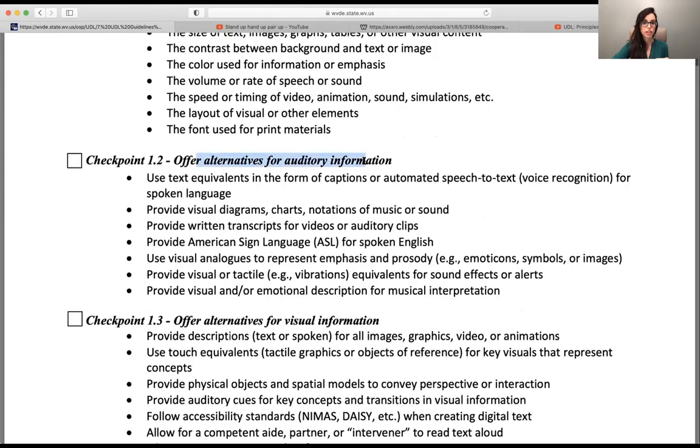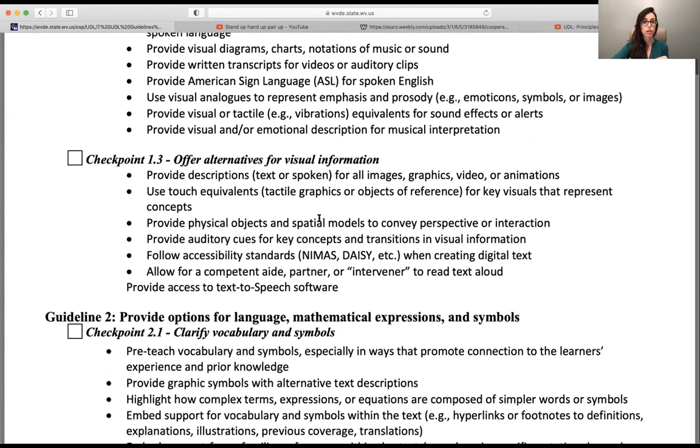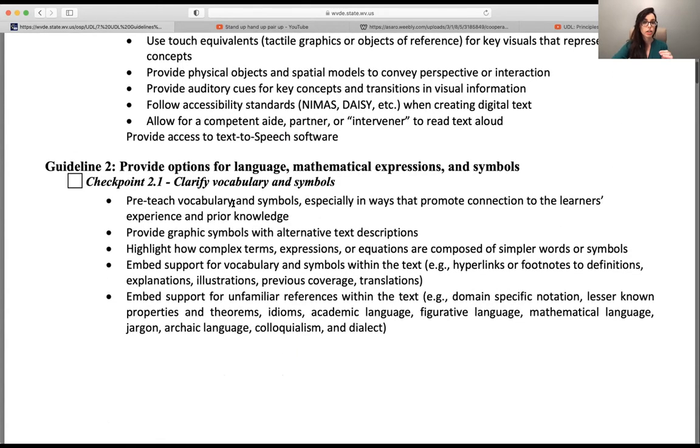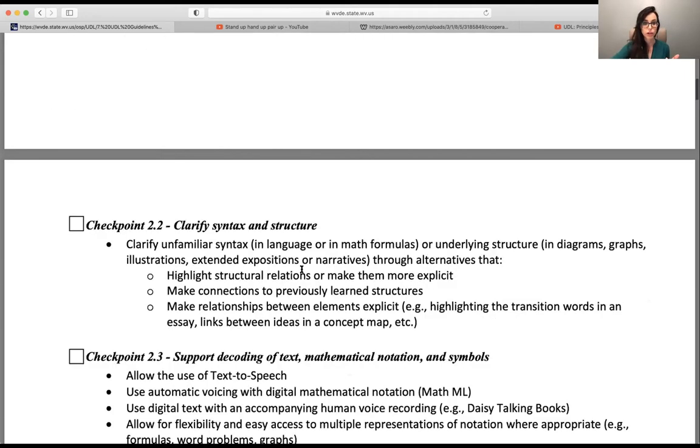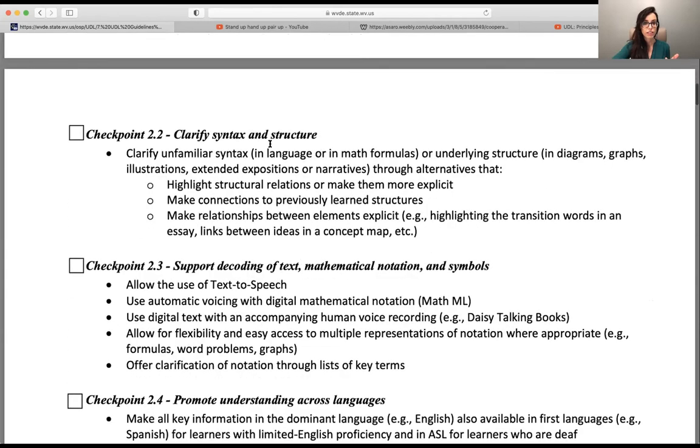Alternatives for auditory information. So you could look through that. Alternatives for visual information. This one's one of my favorites, clarify vocabulary and symbols. I talk about this all the time. Before you all read a passage, for the readers who are struggling, are you going through key vocabulary words before you even start reading, so that the students are able to connect, right? That's a huge one.